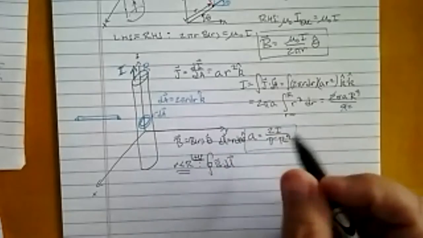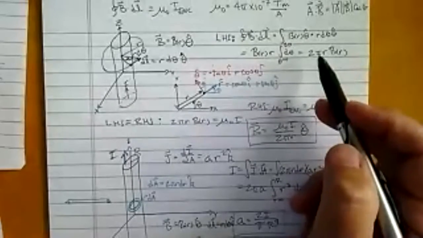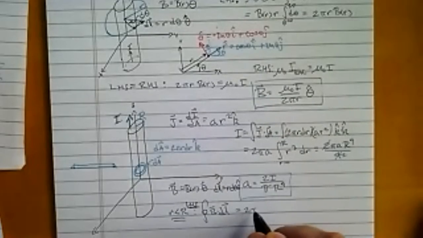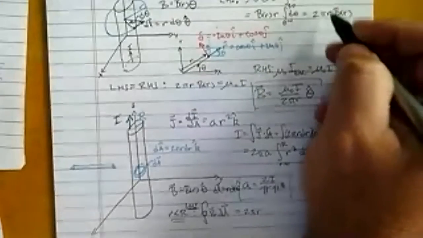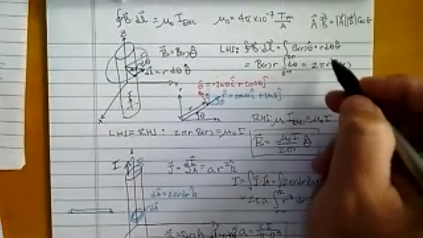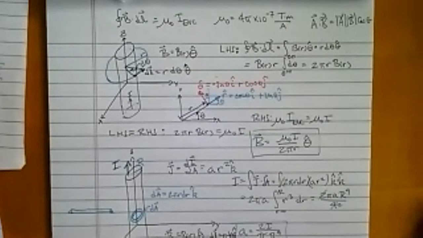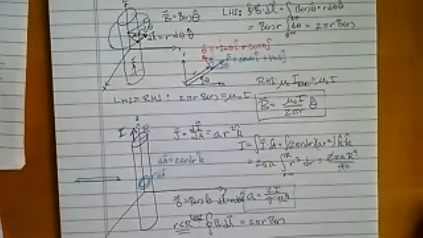And then, of course, the exact same thing's going to happen as happened up here. It's just going to become 2 pi r times B of R. So again, that's why I told you and explained to you that you're always going to get some length times B of R if you choose everything properly. So the left-hand side again turns out to be quite trivial.